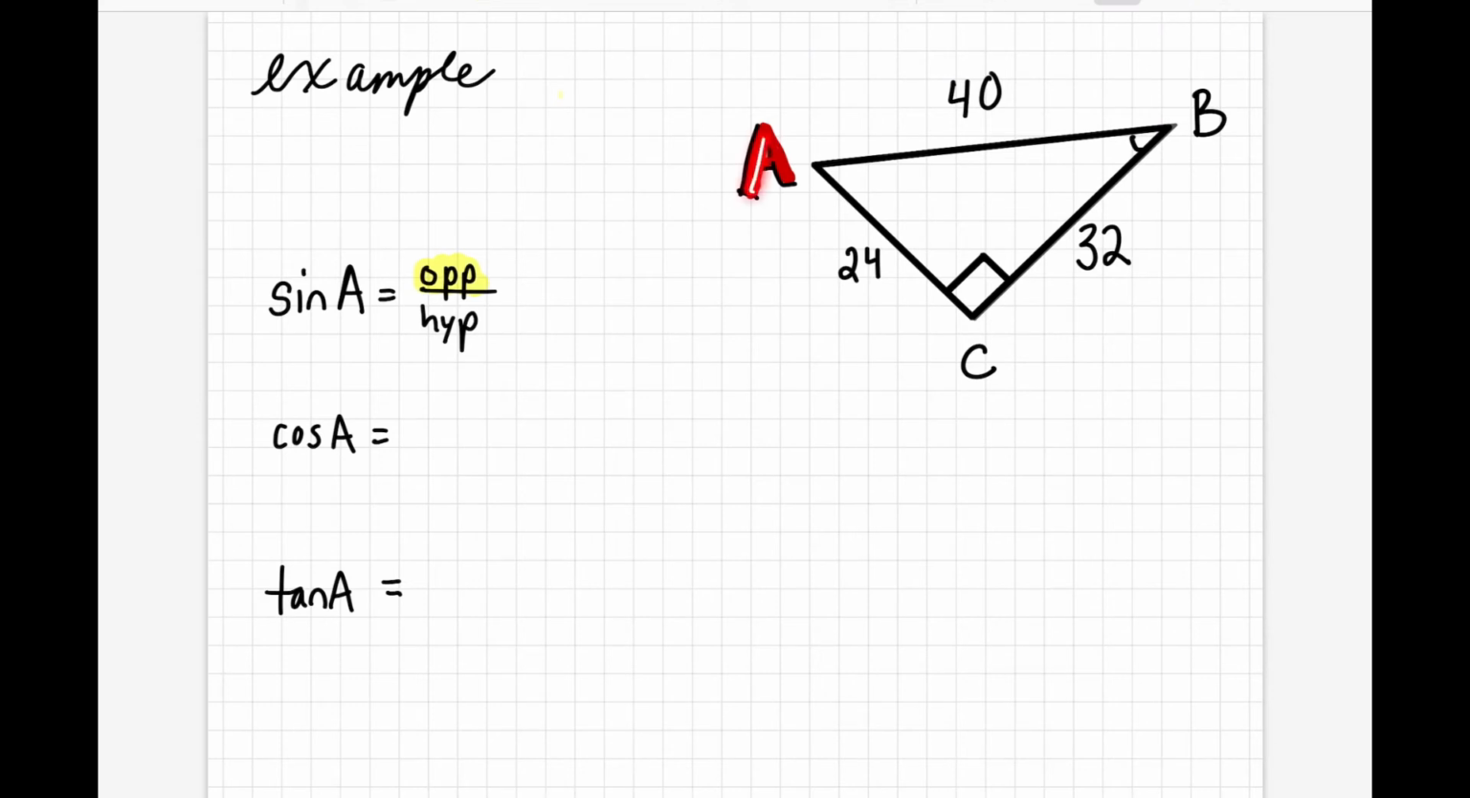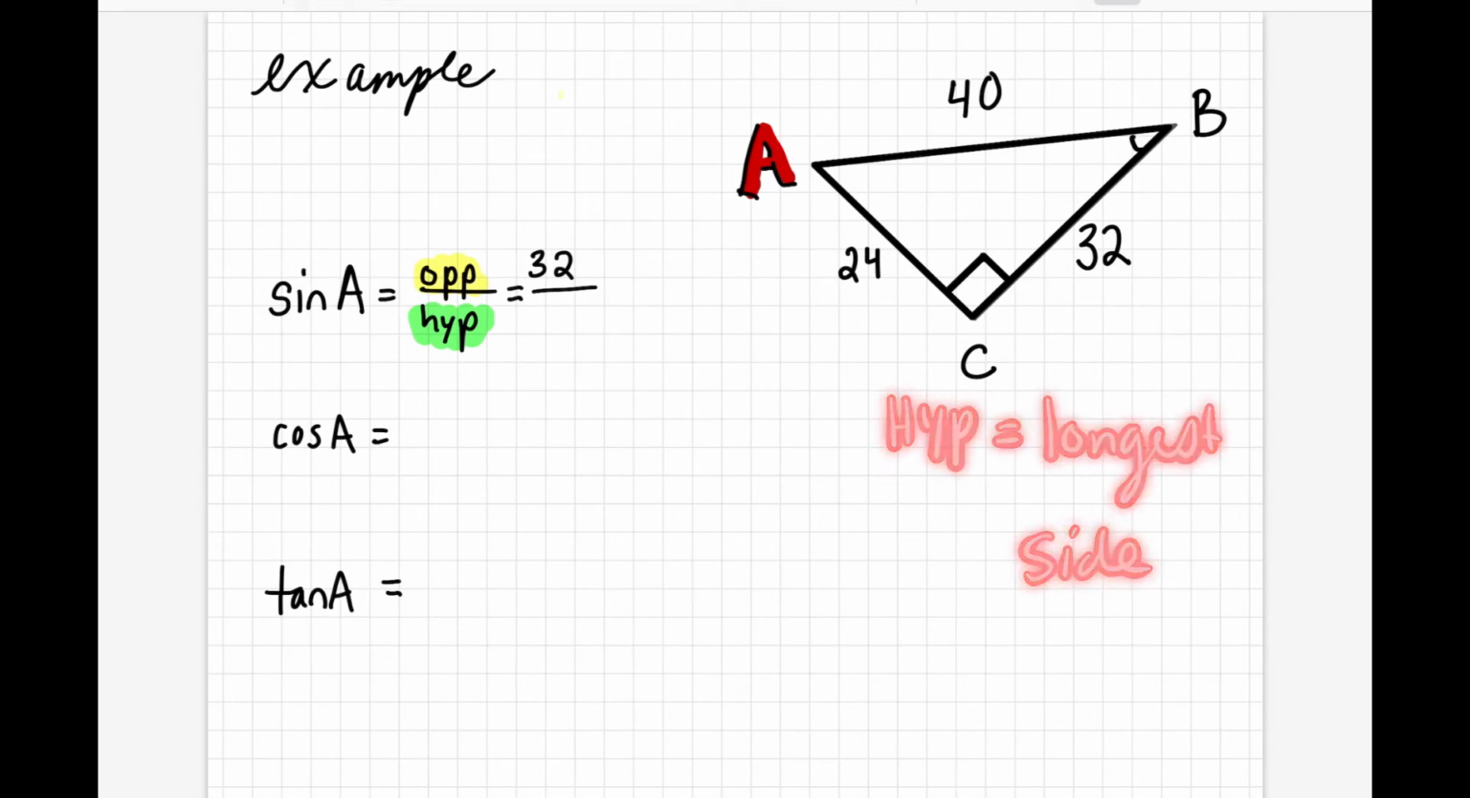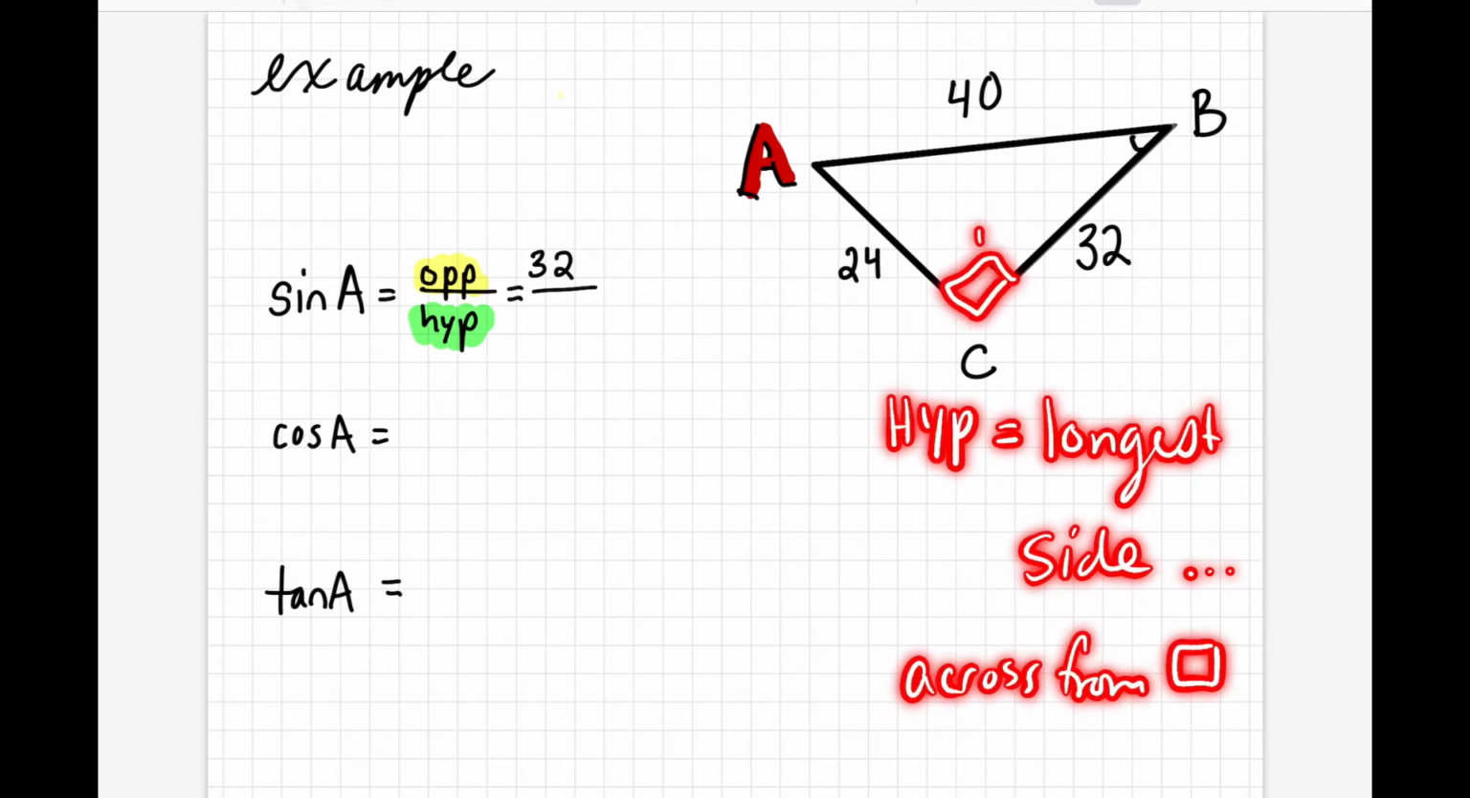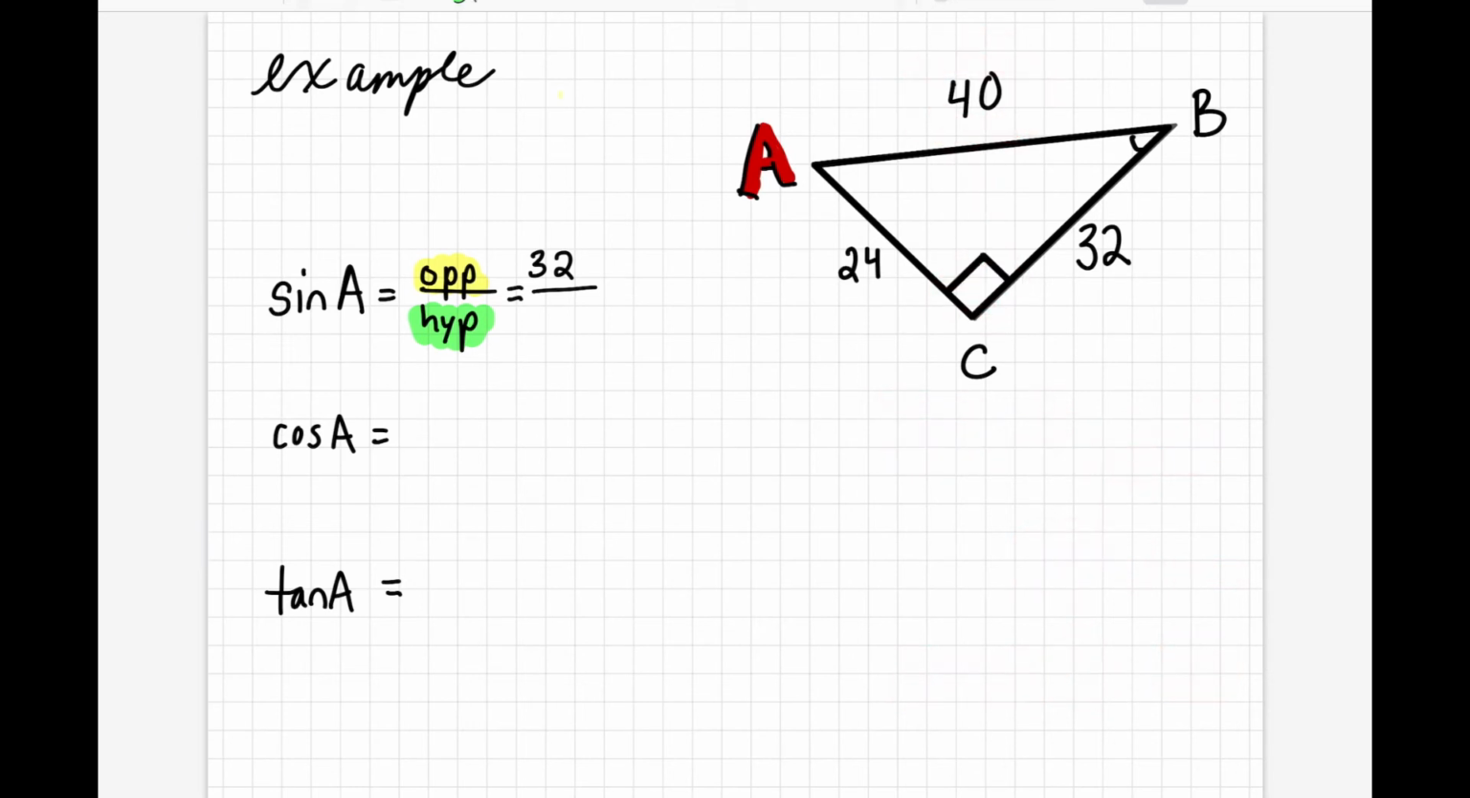Let's color code this a bit. So opposite of A, it's the one right across from it. Over here, it's going to be 32. So our opposite is 32 over the hypotenuse. Now, which side is the hypotenuse here? The hypotenuse is always the longest side of a triangle, and it's also right across from the right angle, or that little box. So this is our hypotenuse, 40. Let's color code that as well. So we've got 32 over 40, and we can reduce this, divide both of them by 8. So 32 divided by 8 is 4, 40 divided by 8 is 5. All right, got our nice little ratio there.